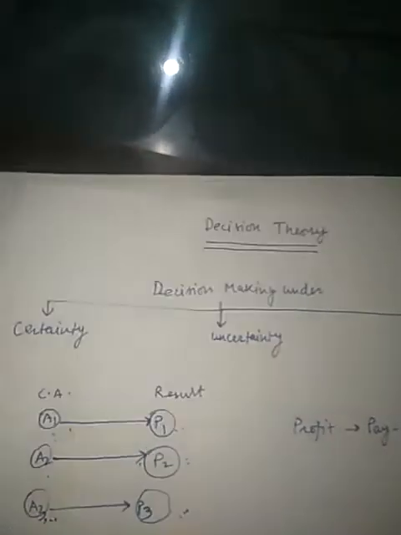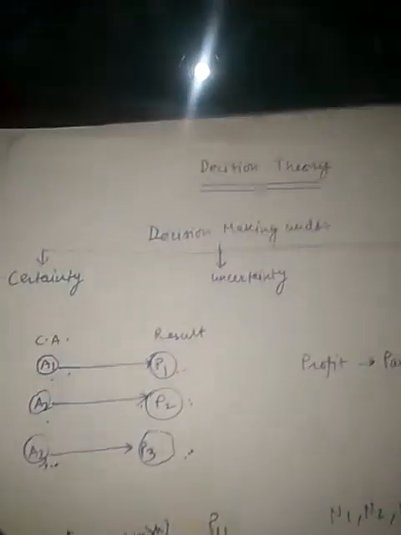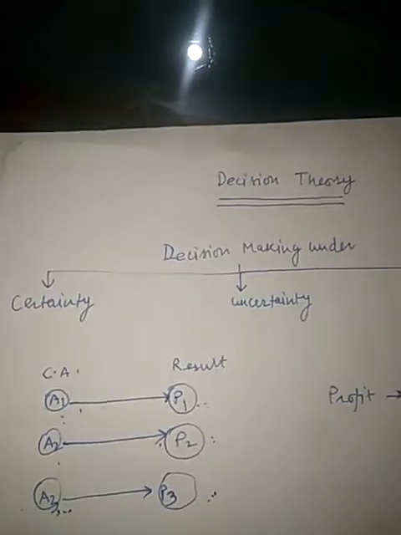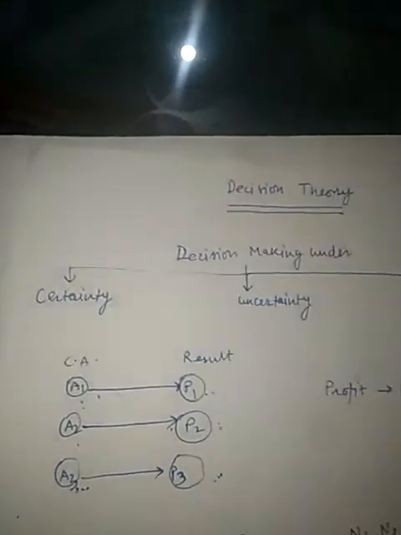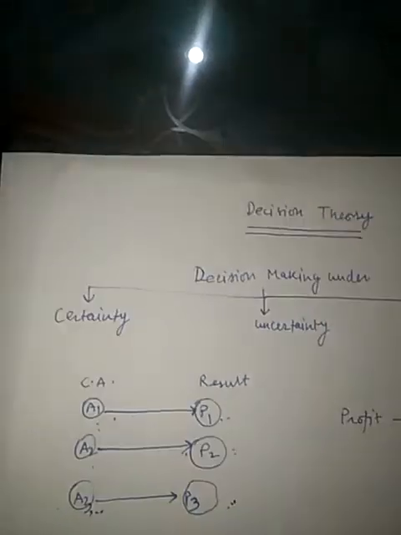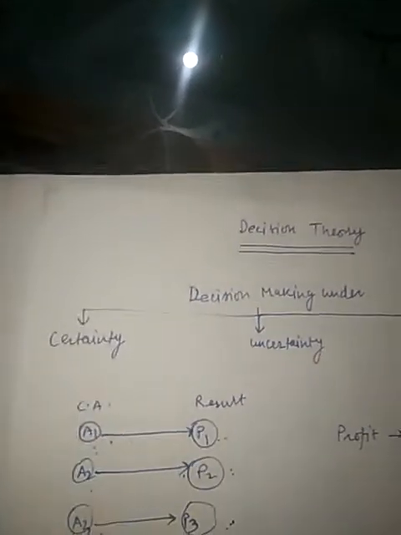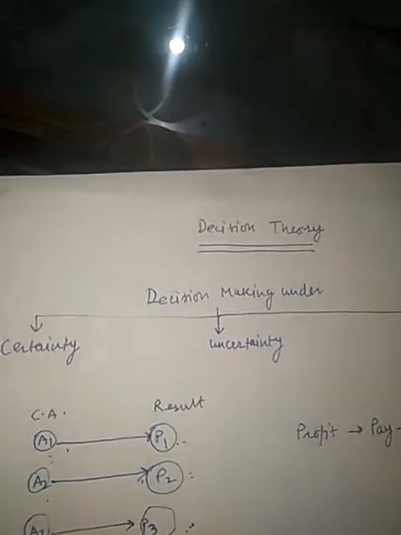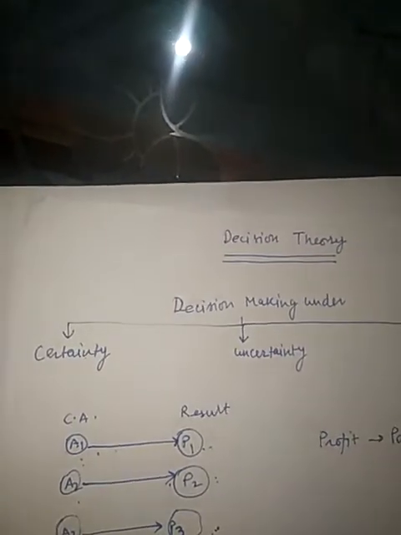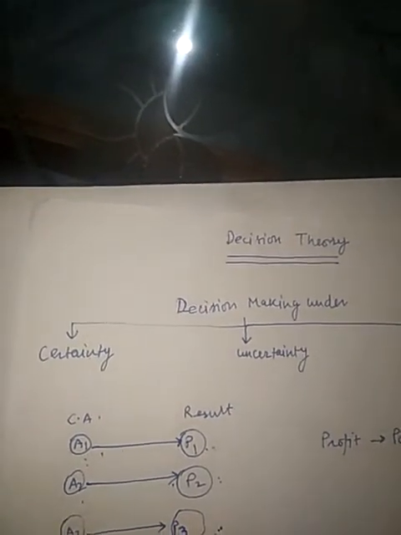Only this is the difference in all these three situations: decision making under certainty, decision making under uncertainty, decision making under risk. Let us have a quick recap of these three different situations. Decision making under certainty, sufficient information is available. Here you can easily find out course of action and its result.